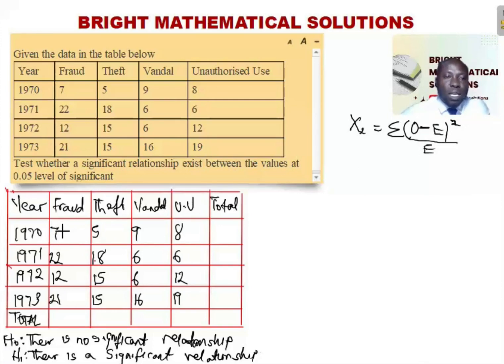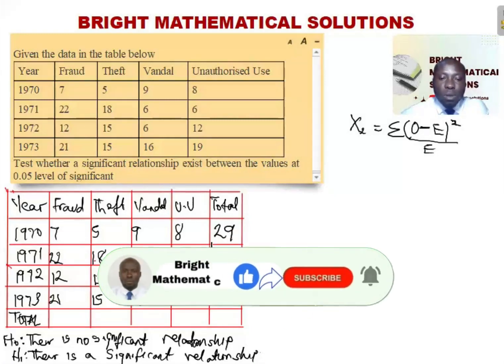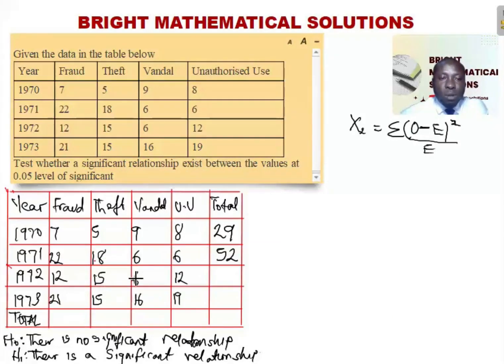So let us come back here. For us to get the expected values for this data, the first thing is we are going to add everything that we have on this row. So 7 plus 5 plus 9 plus 8. So this gives us 29. So we're going to write the total here. 22 plus 18 plus 6 plus 6. So this gives 52. And 12 plus 15 plus 6 plus 12. So this gives 45. 21 plus 15 plus 16 plus 19, and this gives 71.